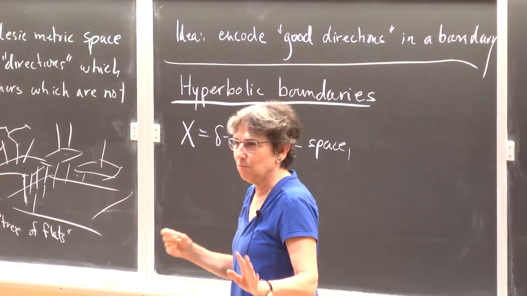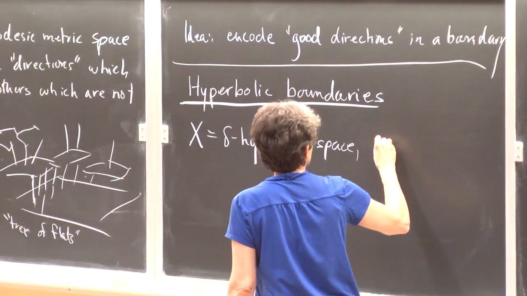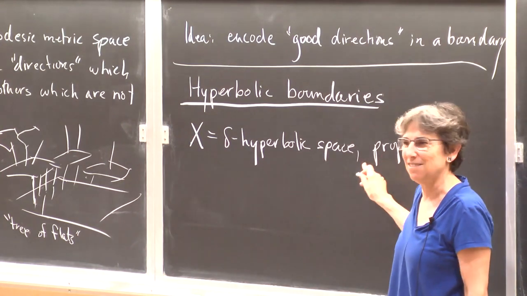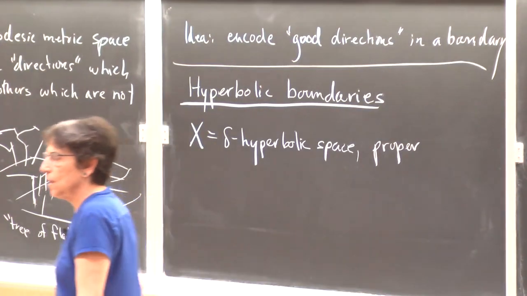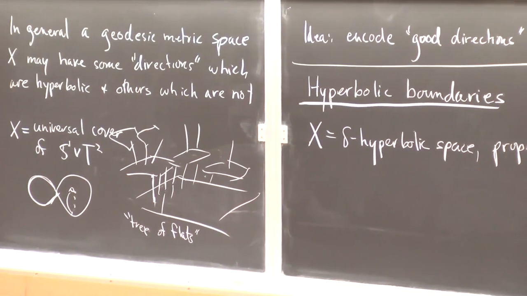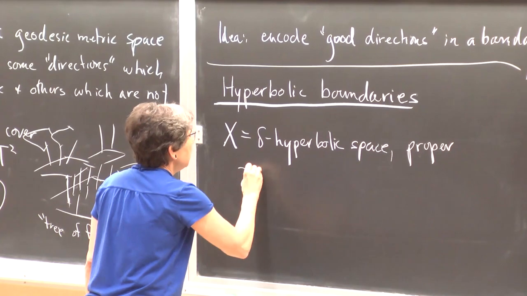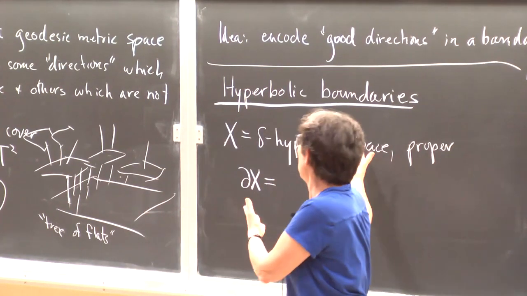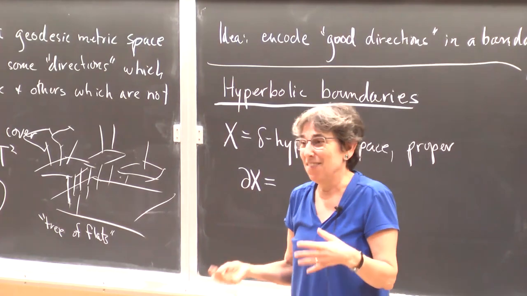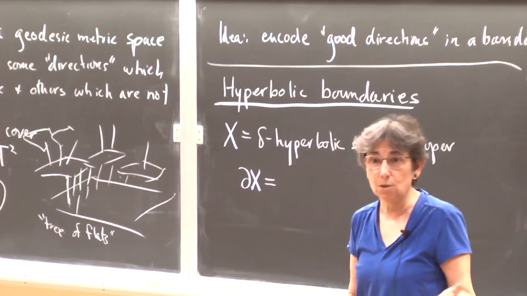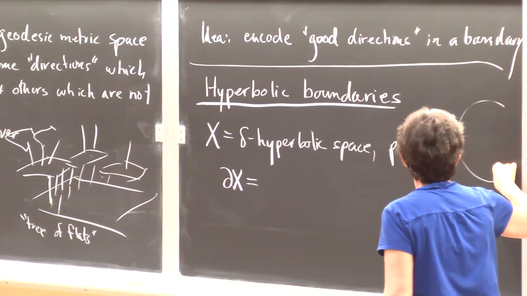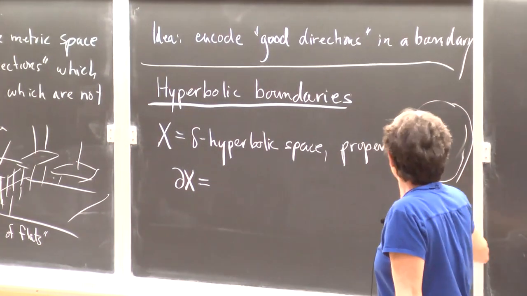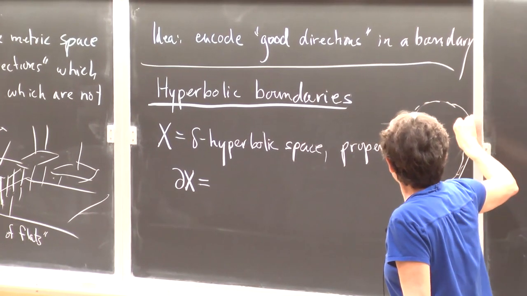And let me just throw in, to be technically correct, I'm always going to assume my spaces are proper. That means just that the closed balls are compact. It's not going to play a big role, but I just need the assumption that closed balls are compact in my space. Okay. So I want to define the boundary of X. If you envision, what's our classical model here of a hyperbolic space? It's the hyperbolic plane. The image of the hyperbolic plane that I was using in my first talk was the so-called Poincaré disk model, which had those triangles, everybody remember, and they were all the same size. But the points were points in an open disk.